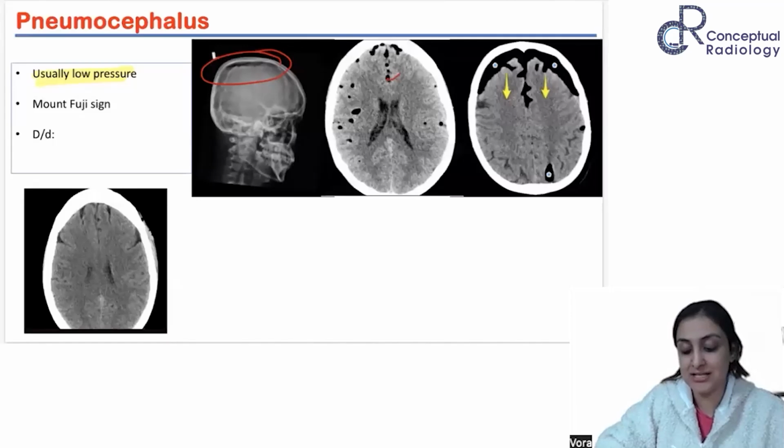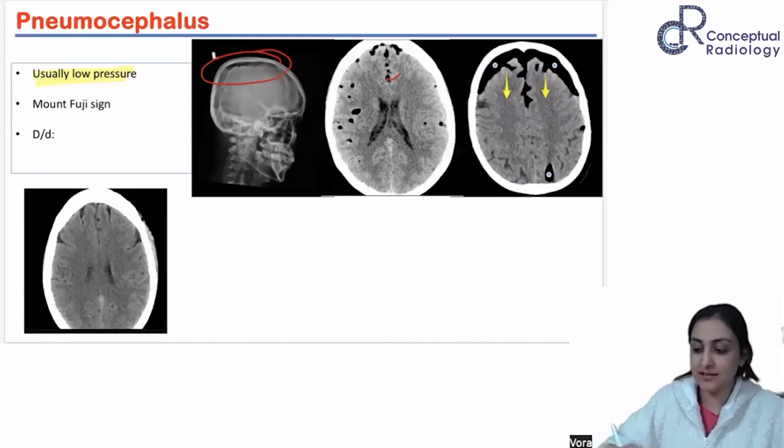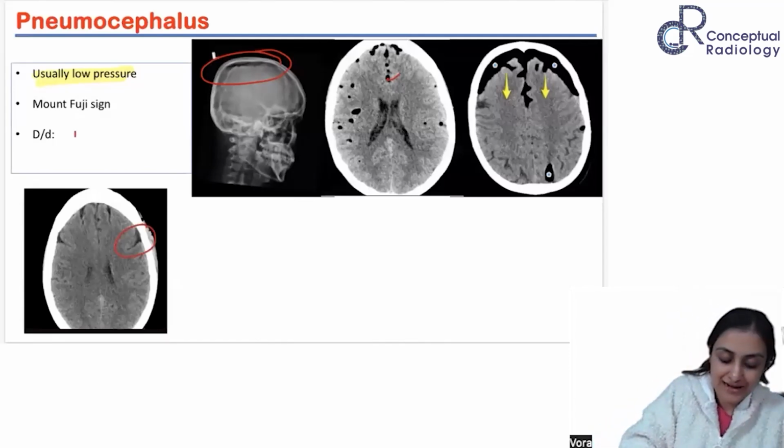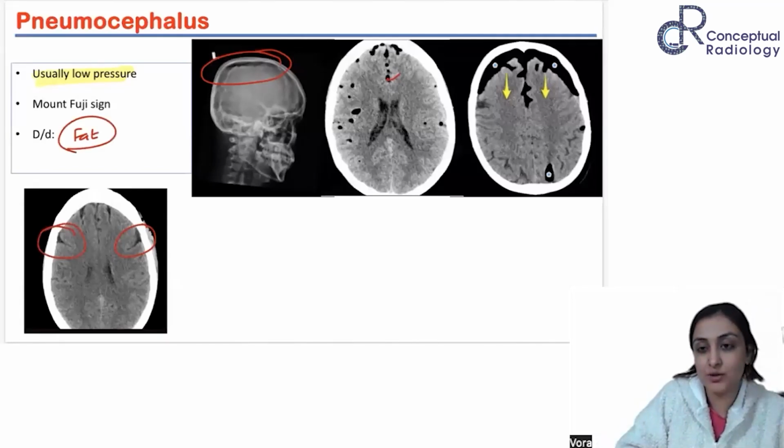On the CT, you see these black spots here, low Hounsfield. You can always measure the Hounsfield if you are confused. And one of the DDs here is the presence of fat. A lot of times there is the presence of fat in the subarachnoid space.